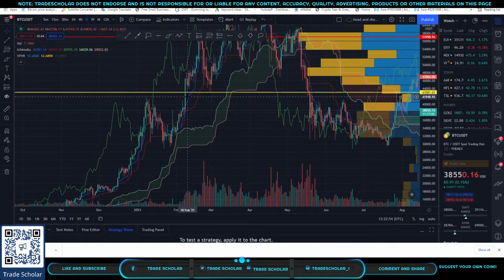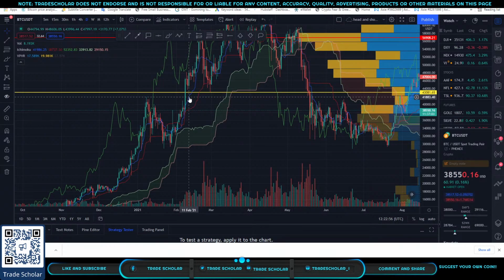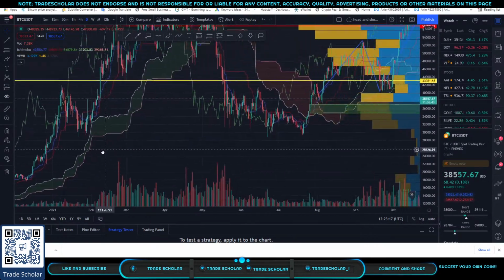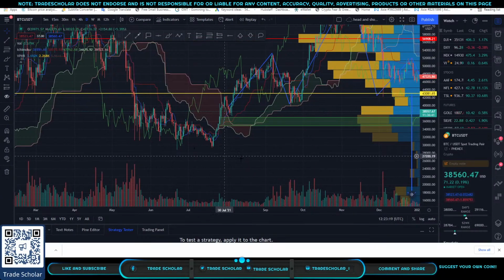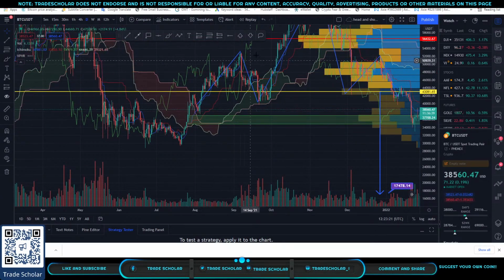This is Tenkan-sen, Chikou span, Senkou A, Senkou B. Every layer is a layer of support. The lower it goes, the stronger the support. So the weakest support, then a stronger support, better than these two lines here, and the strongest support right here. So that's how it looks. After crossing the cloud, it pumps hard.